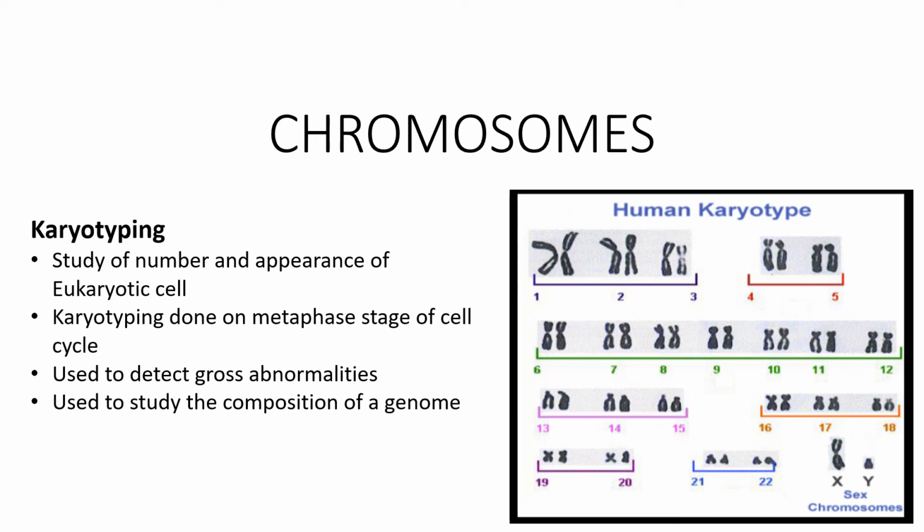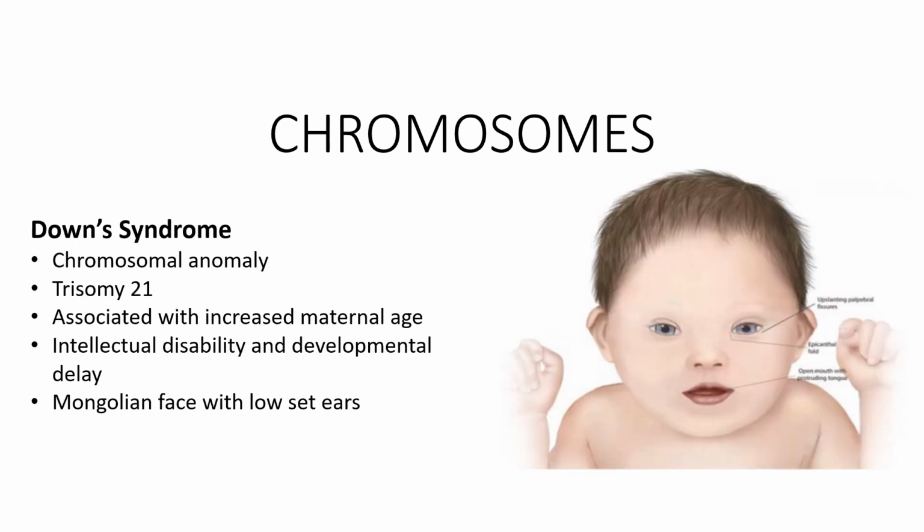What are the uses of karyotyping? It can be used to detect gross genetic abnormalities like monosomies or trisomies, which is nothing but an increase or decrease in the number of chromosomes. It can also be used to study the entire genetic composition or the genome of a particular species. An important application of karyotyping is its detection of chromosomal abnormalities.